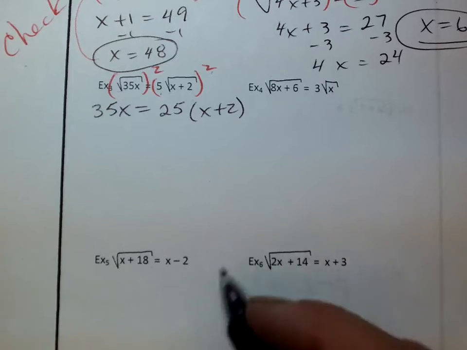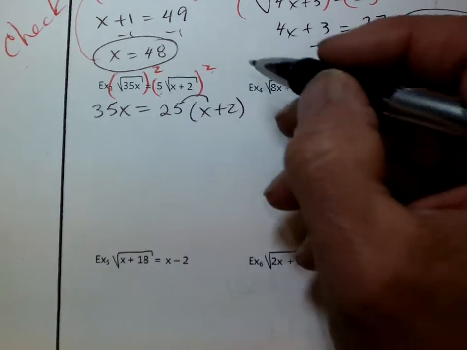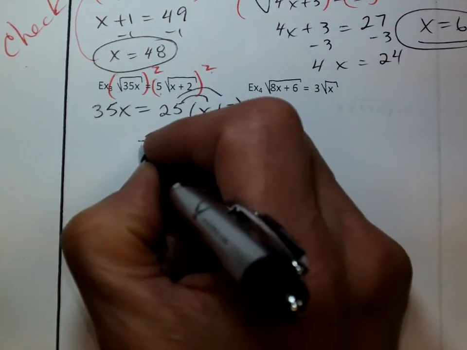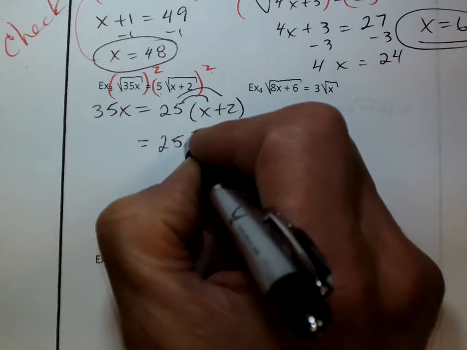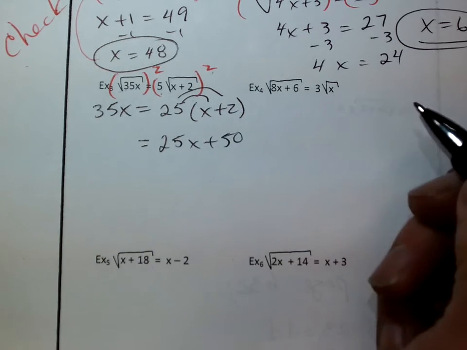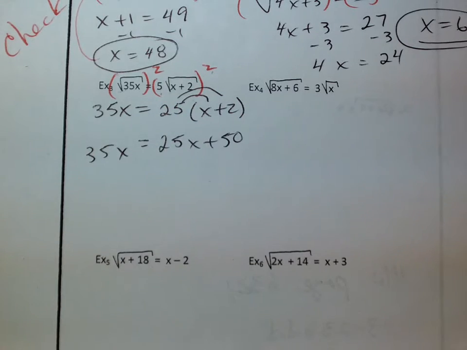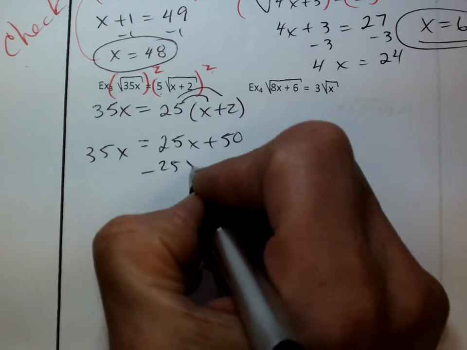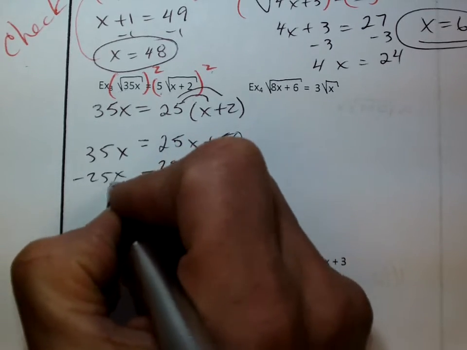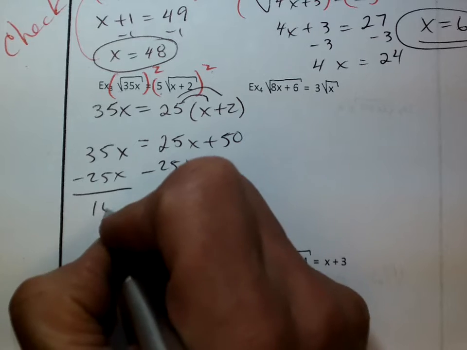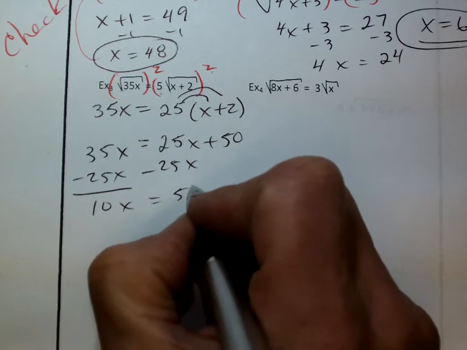Now I'm just going to solve, right? Distribute that times that, and that times that. I get 25x plus 50, right? So I got 35x equals 25x plus 50. Minus 25x, minus 25x. I get 10x equals 50, right?